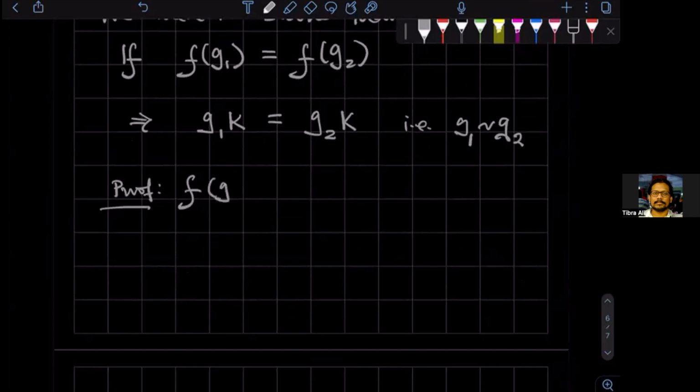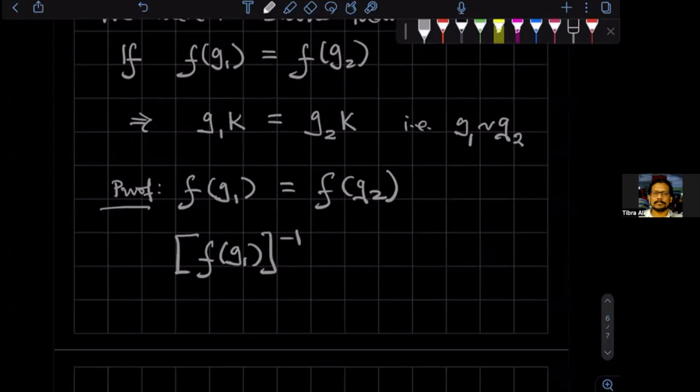So if f of G1 is equal to f of G2, now let's multiply this equation with the inverse of f of G1. So the inverse element of f of G1 is, we denote it by this. So we are multiplying both sides with the inverse of f of G1, and we are multiplying it from the left. So we have f of G1 on both sides.